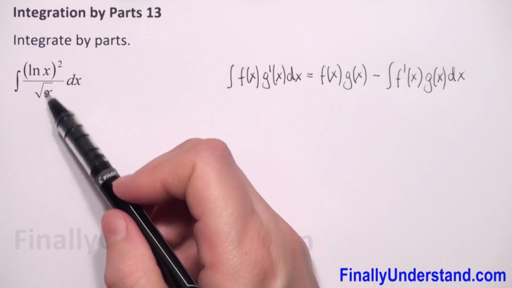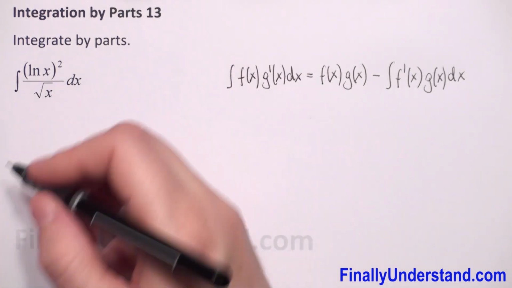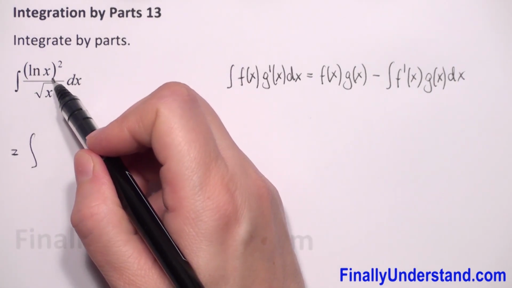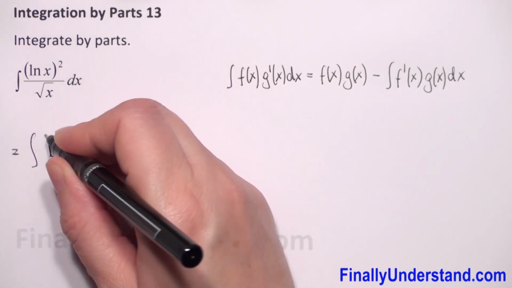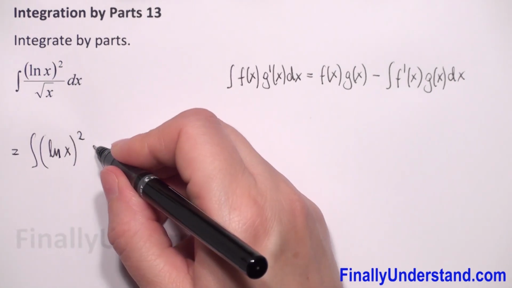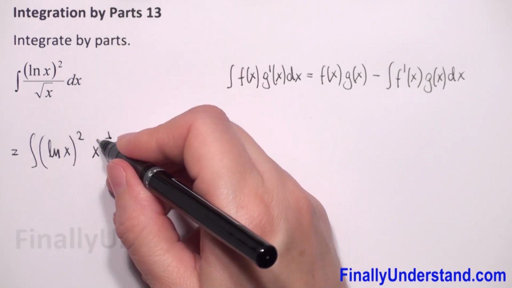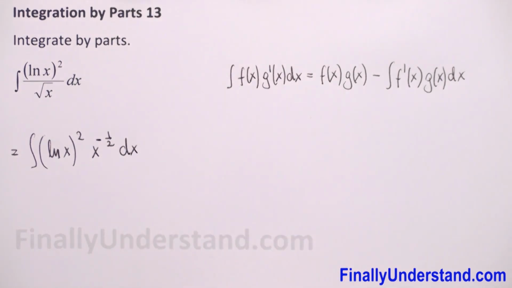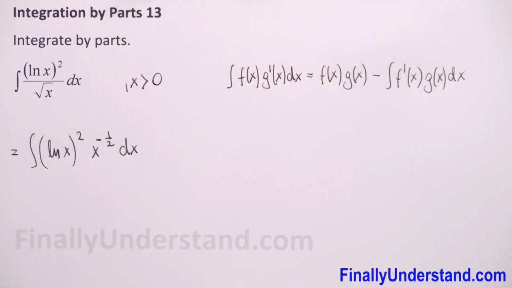So we need multiplication here. I will rewrite our square root in power form. So this is equal to the integral of natural logarithm of x squared. I will just copy it: natural logarithm of x squared, and like I said, I change to power form, so it will be x to the power 1/2, and because we have this expression in the denominator, we have to add a negative sign before the exponent. With respect to x, we have the integral. Of course, x must be greater than 0.